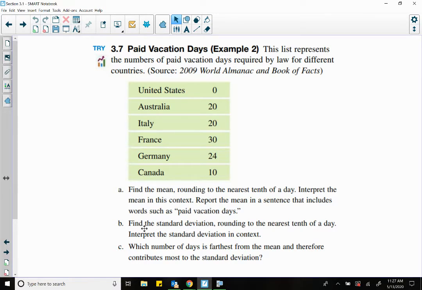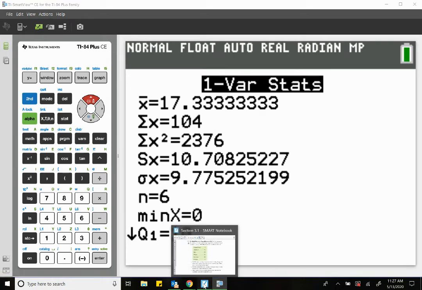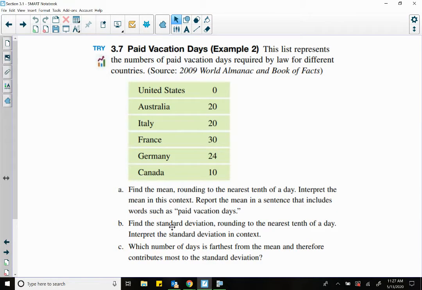Standard deviation. Okay. So it says find the standard deviation, round to the nearest 10th. So our standard deviation is 10.7 paid vacation days. Okay. So what that means is that on average, these numbers vary from that mean of 17.3 by 10.7 vacation days. Okay. So they vary from this on average about 10.7 paid vacation days.